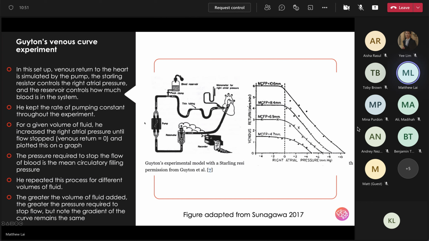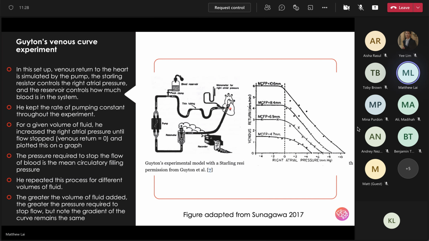So to run you through it, I'm not sure if you guys can see my mouse. I can switch it to a pointer if you would like. Laser pointer here. So he had his heart and he hooked it up to this experimental setup. So I'm going to start here at the pump. This pump is moving blood around this system, and this pump is simulating venous return to the heart. So this is simulating blood flowing back to the heart. And this is a flow meter. So this records the flow. This records how much blood is moving through this experimental setup.